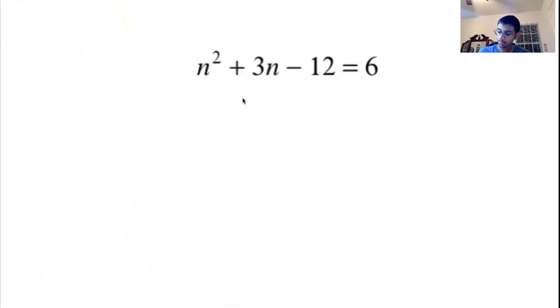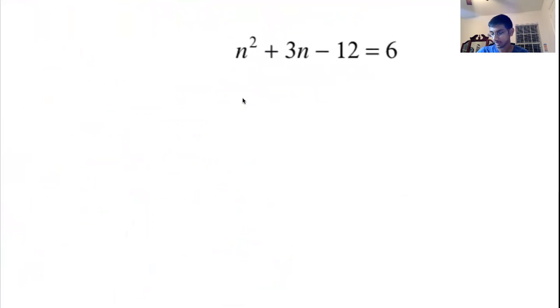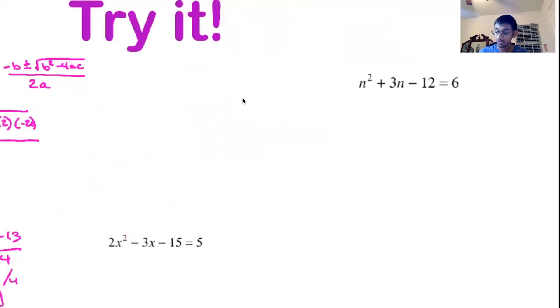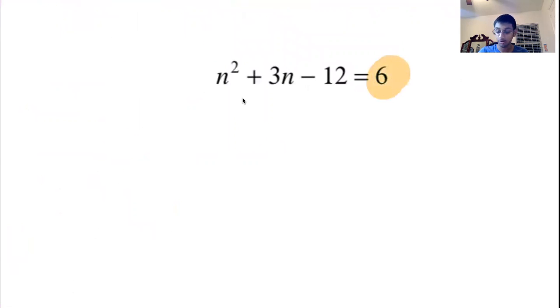So we have n squared plus 3n minus 12 is equal to 6. Let's see. I'm going to first notice how in this one, 0 is already over here, so I didn't have to worry about taking that step. But in this one, they put a 6 over here, so I need to make sure that this is equal to 0 on this side. So we're going to change this to become n squared plus 3n, and I'll subtract the 6 from both sides, right? So it becomes negative 18.